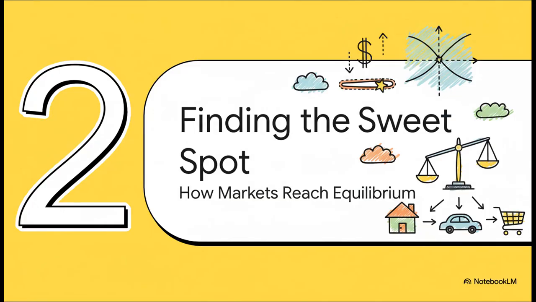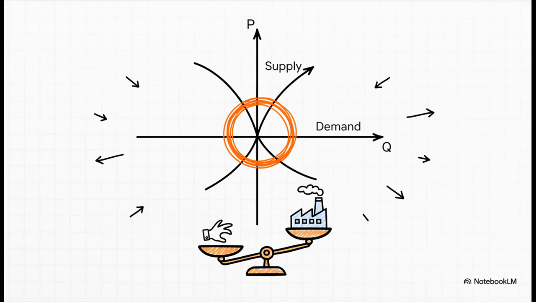So we have these two forces working against each other, right? Buyers want low prices and sellers want high prices. How does the market figure this out? Well, it finds a balancing point, what economists call equilibrium. Equilibrium is that one single, special price where the amount producers want to sell is a perfect match for the amount consumers want to buy. They call it the market clearing price because at that price, everyone who wants to buy or sell is happy. There's no leftover stuff, no one's left wanting, and there's no pressure for the price to move.